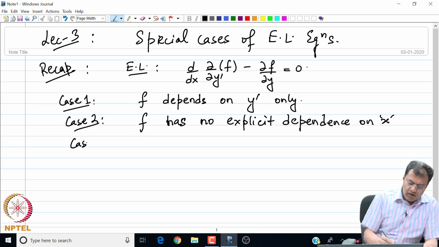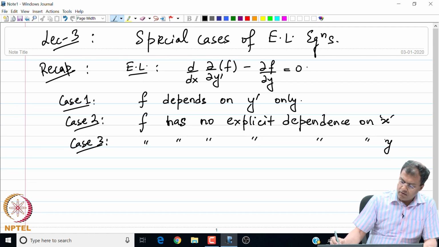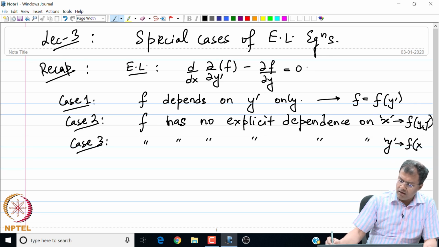And in the third case we will look at the scenario where f has no explicit dependence on y. Okay. So, in this case, for example, I have the form that f is only a function of y prime. In this case I have f is only a function of y and y prime, and finally in this case I have that f has no explicit y dependence. So, it only depends on x and y prime.